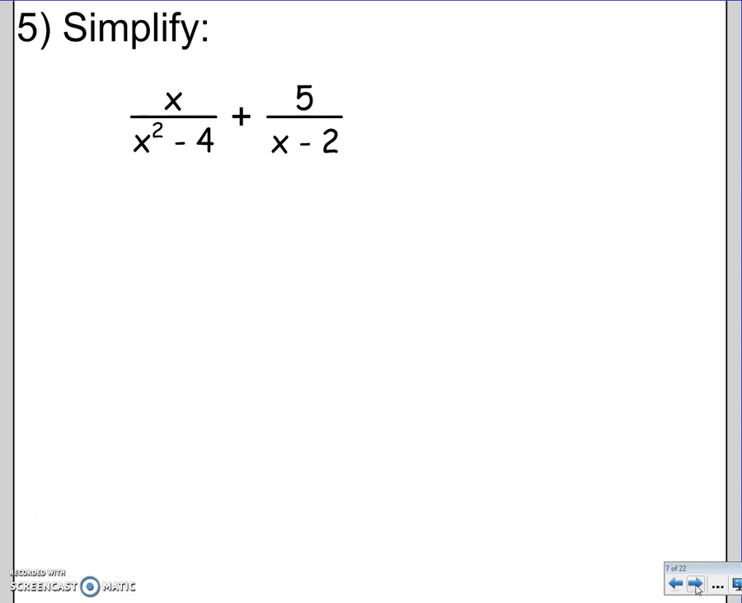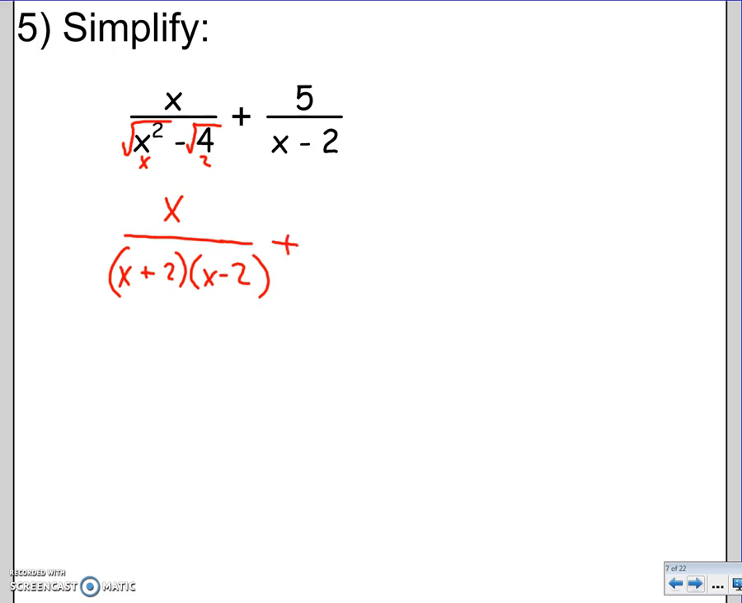Alright, number 5. Simplify. Alright, now it's adding. So this is 5 steps. Remember, factor the bottom. Leave the top alone. This first one, 2 terms, no GCF, but I can do the difference of squares. I square both of them. X and 2, so that means 2 parentheses, x, x, 2, 2, plus, minus.